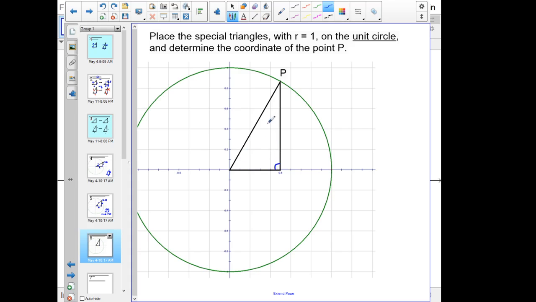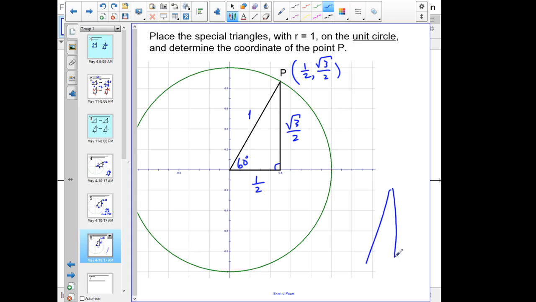So once again, now I've got the 30-60. I'm not going to label the 30 in the small angle. This is a 60-degree angle. And so once again, the r value is 1. The short side is 1/2, and the long side is √3/2. In this case, the short side corresponds to the x-coordinate, and the long side corresponds to the y-coordinate.